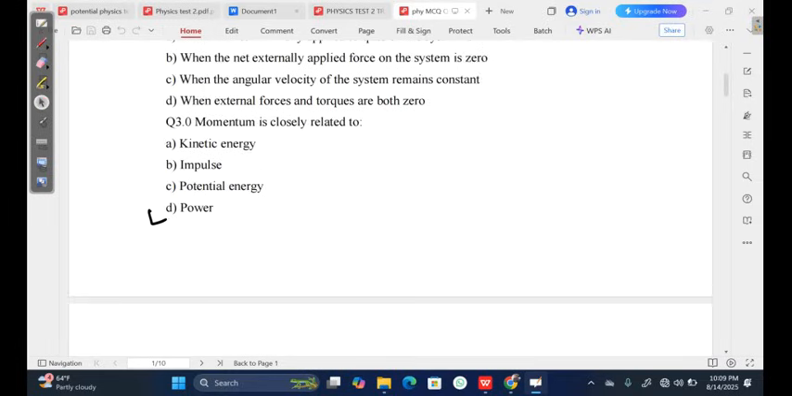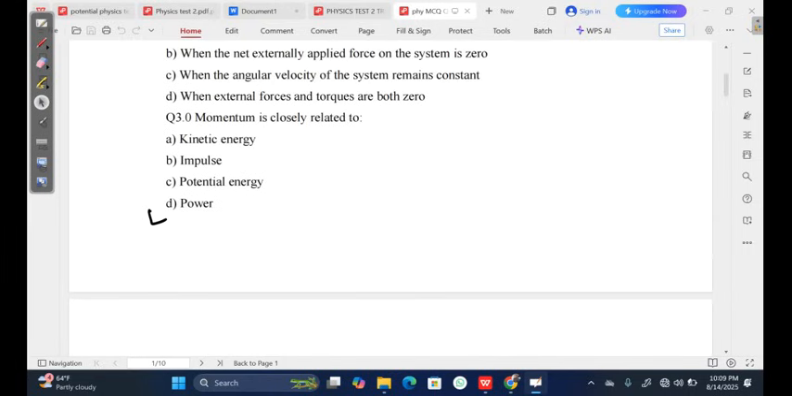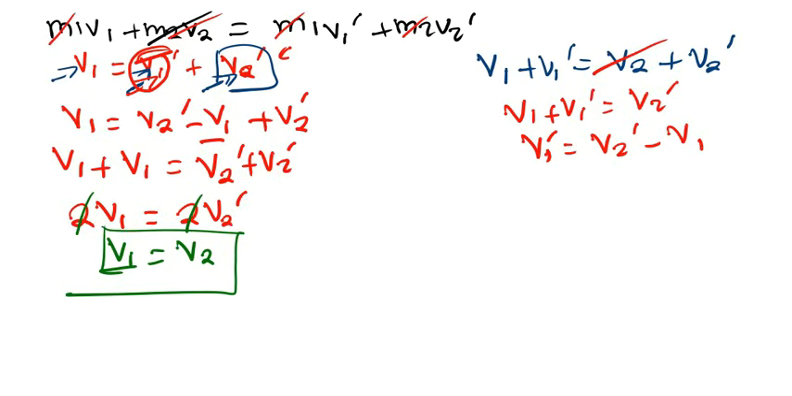So now let's go to question 3. Question 3 is saying momentum is closely related to... let me first explain something here. Momentum, which is represented by P, is closely related to impulse. Impulse is basically equal to the change in momentum. So these two are related.